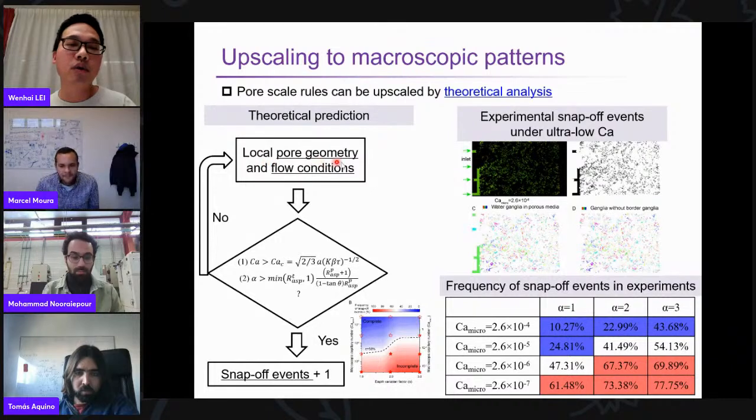Then we check each pore, whether its local pore geometry meets the geometric criteria, and whether the flow condition meets the critical capillary number. If both conditions are satisfied, we think snap-off will occur in this pore. And by the way, we can also calculate the frequency of snap-off events in the experiments based on calculating the water ganglia in the porous media.